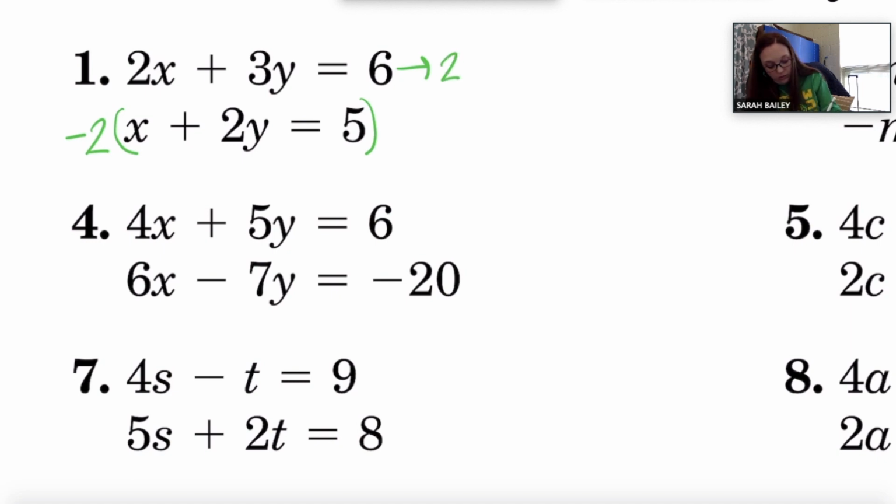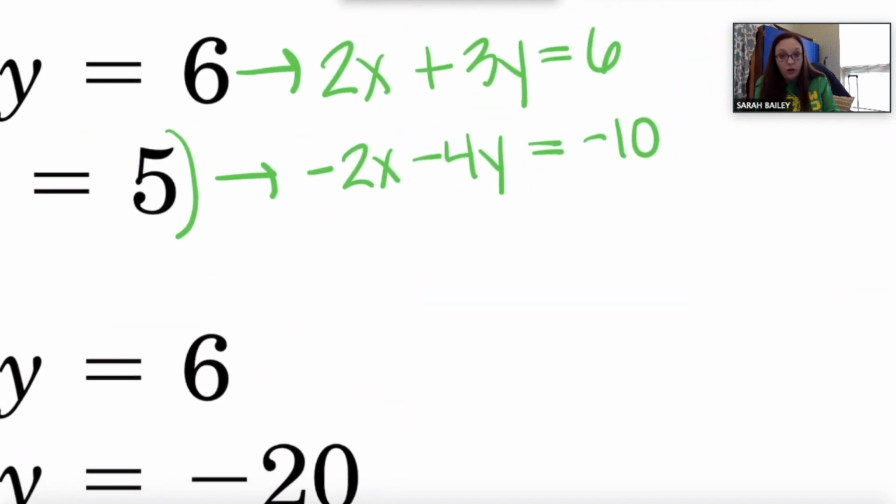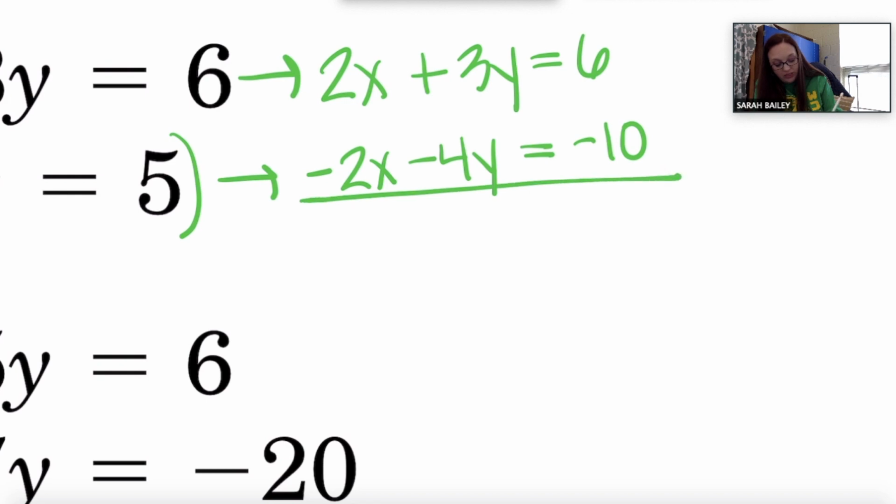So that's going to be 2x plus 3y equals 6. I'm just rewriting that one. The second equation is going to become -2x minus 4y equals -10. Now I can add these two equations together. The x's will cancel. So that leaves me with 3y plus -4y, so that'd be -1y. And then 6 plus -10, it's going to be -4. So if -y is equal to -4, then y would be +4.